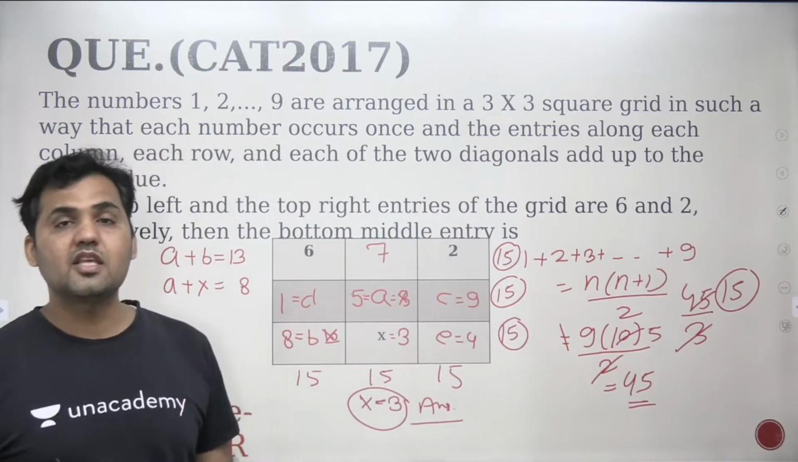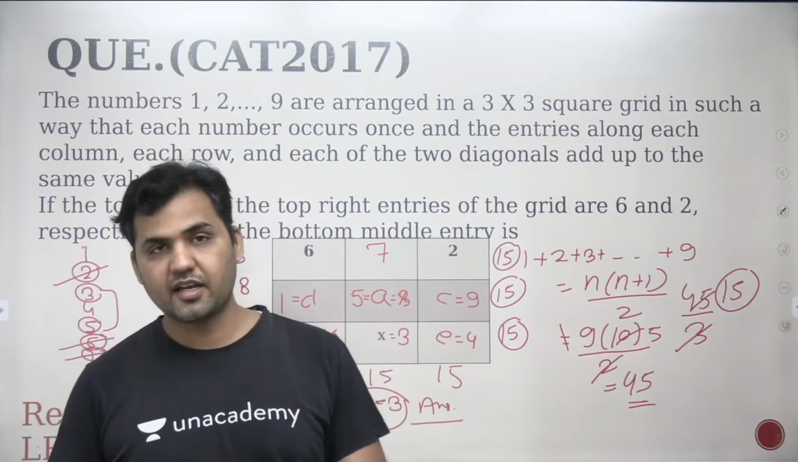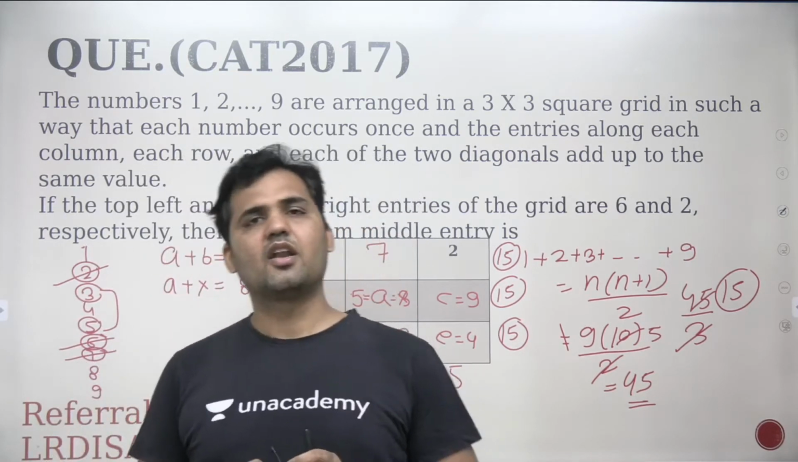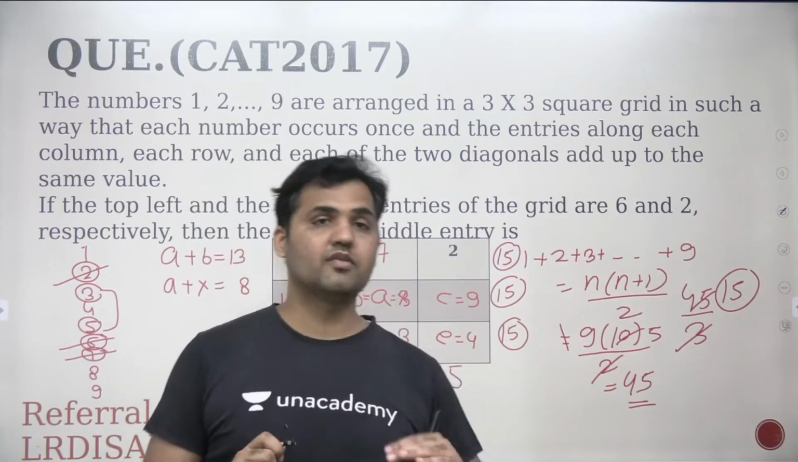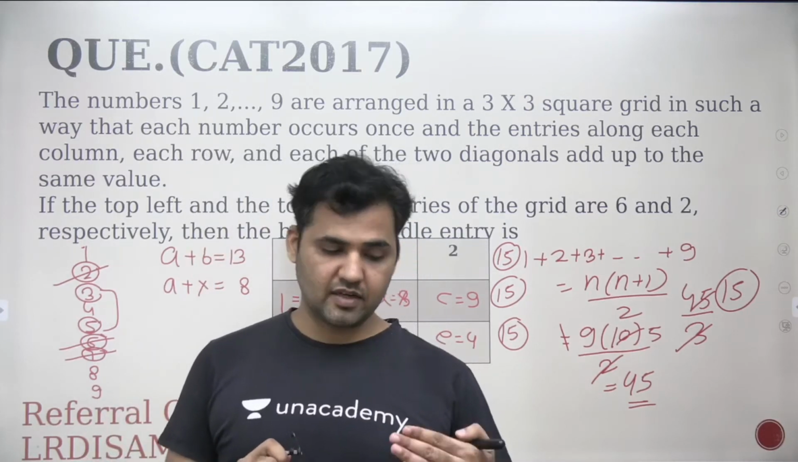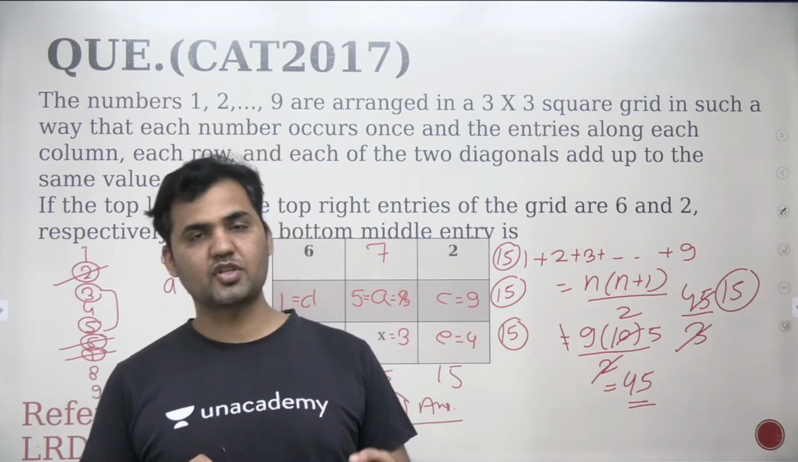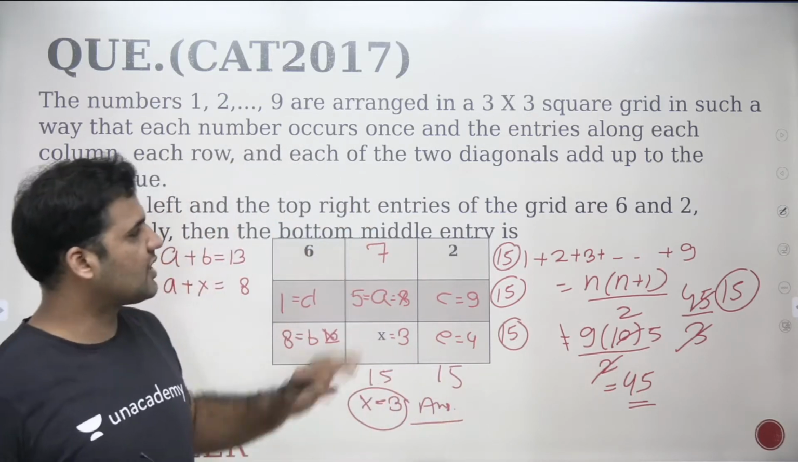ये 17 में question आया था. In 2018 there were 4 questions in data interpretation based on the concept of matrix, not exactly of magic squares, but yes, it was of magic. It was of a matrix based set. It was based on the concept of matrix, which we will be solving in the upcoming videos.